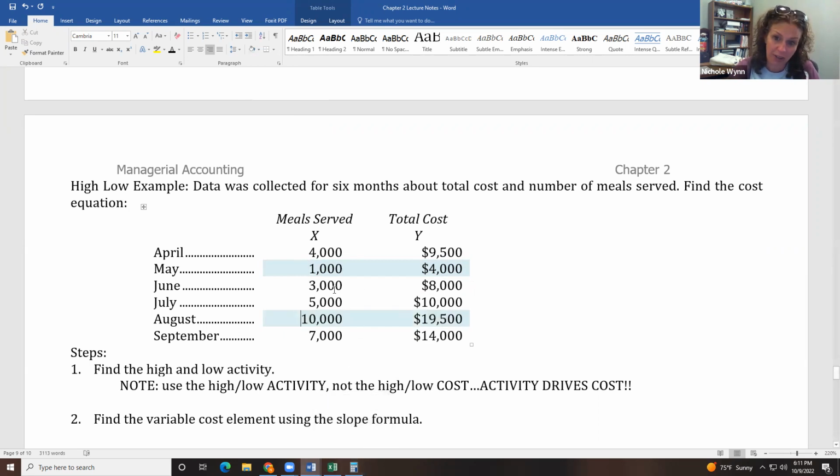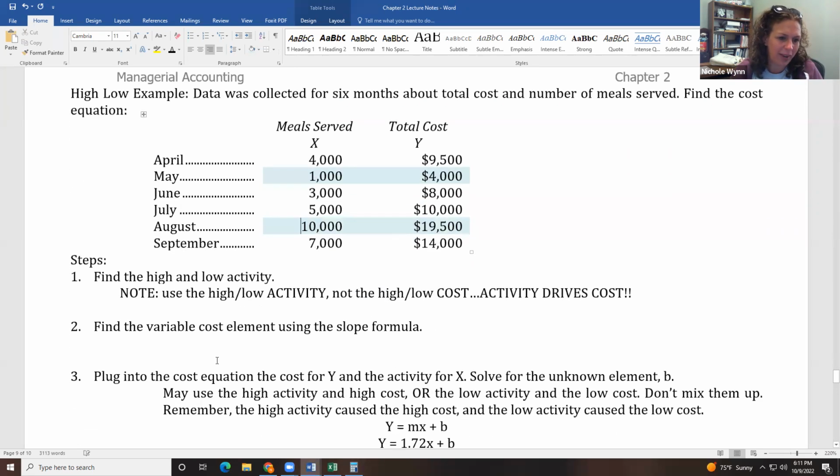So what we're going to do is use that data and find our M. So when we find our M, I want little m equals, and so we're going to do y2 minus y1 over x2 minus x1. So 19,500 minus 4,000. Y's are always dollars. Y2 minus y1, so take the bigger one minus the littler one. Our number is always going to be a positive number. So we're going to take 19,500 minus 4,000, and then we're going to divide by x2 minus x1, 10 minus 1.